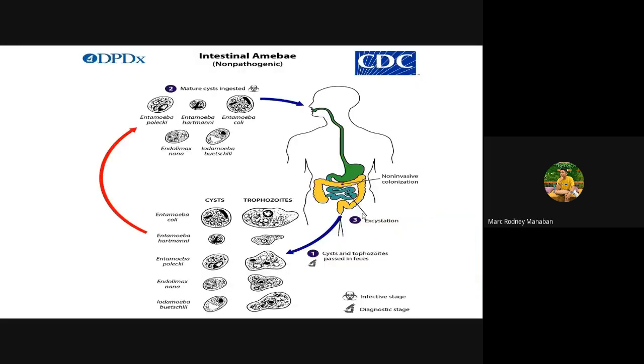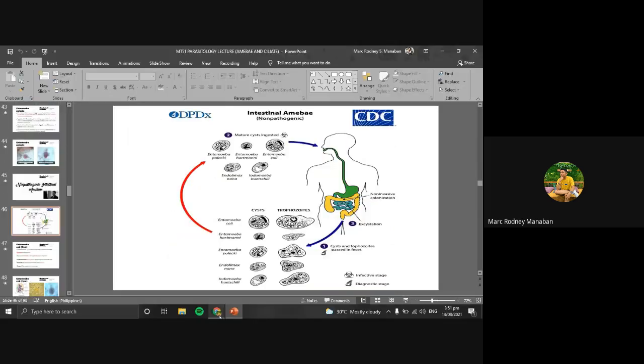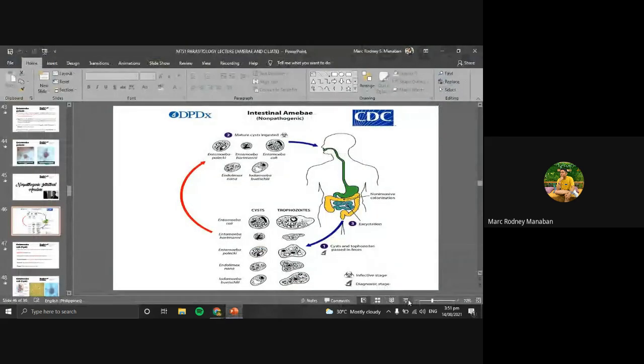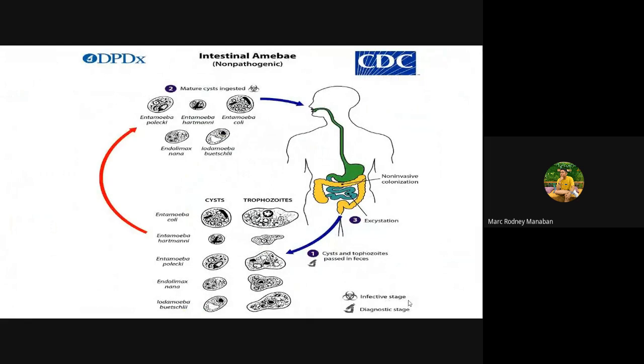So we'll start first with its life cycle. As you can see, the life cycle of the non-pathogenic amoeba is really straightforward and very simple. It is not complicated. The cyst is ingested by the host, and then the cyst becomes trophozoites and multiplies within the intestines, and then releases trophozoites and cysts, which can be detected in stool samples and can be a source of infection for others. And then the life cycle goes on.